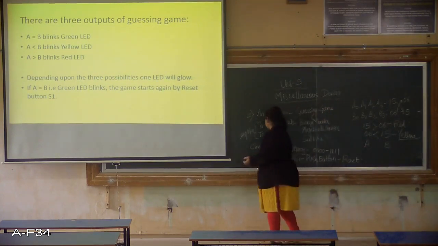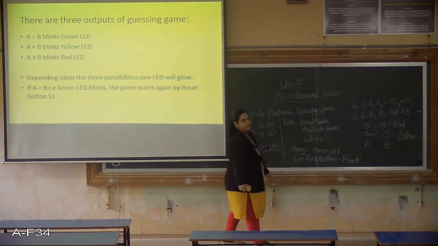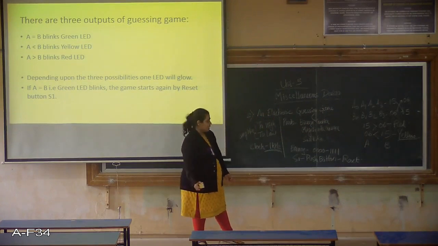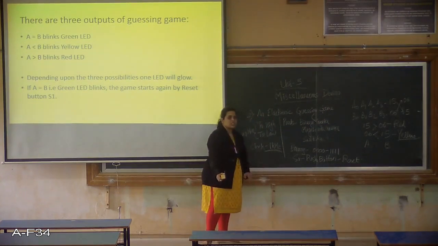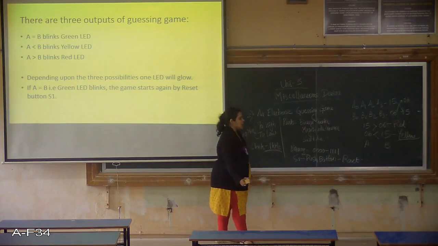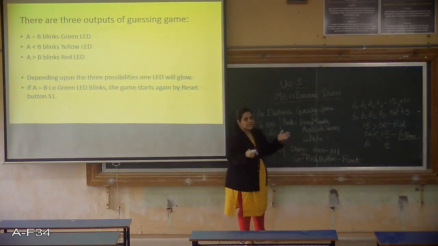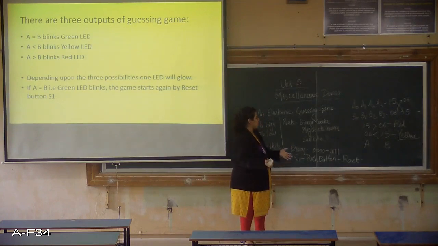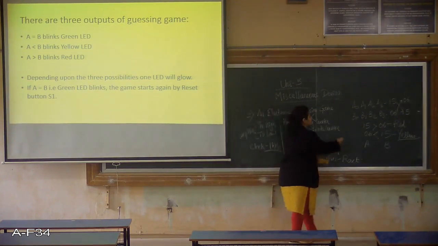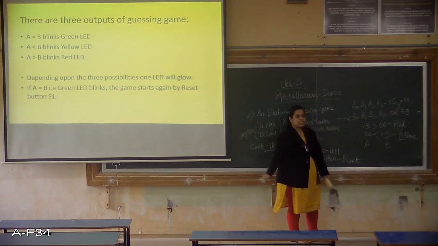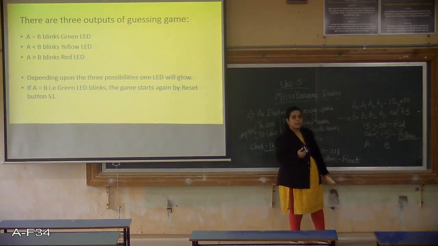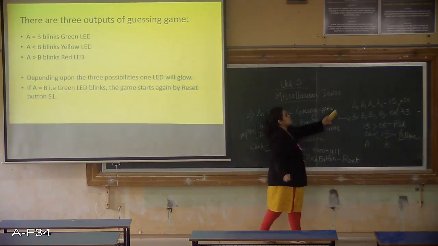Okay, fine. The IC555 is a timer IC which generates the clock signal, say 1 kilohertz, and then based on that the counter will work. It generates some random input which is nothing but B, and then it is given to the magnitude comparator. It compares the two inputs.